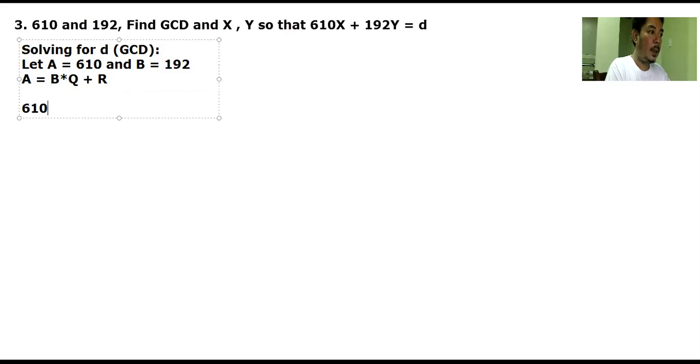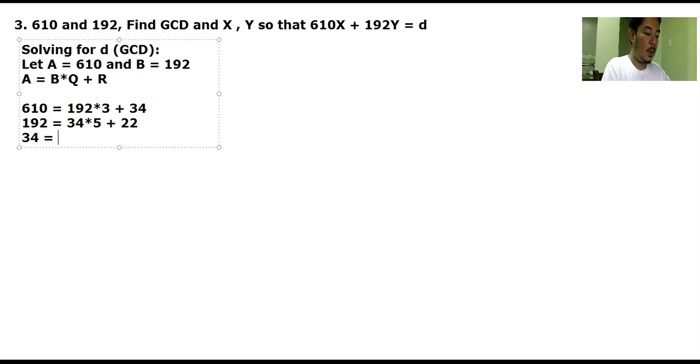So, 610 is equals to 192 times. So, ibig sabihin, whole number lang. So, 610 divided by 192. So, 3. So, sagot po ay 3. Plus 192 times 3 minus 610. So, 34 po yung remainder. 34. So, next. So, magiging sundan lang po yung kanina na yan. So, magiging 192 na rito. 192 is equals to 34 naman. Asterisk. So, 192 divided by 34. So, 5. So, 5 times 34. 170. So, 5 ito. Plus. Minus 192. So, 22 po. Yun yung remainder. So, magiging 34 tsaka 22.